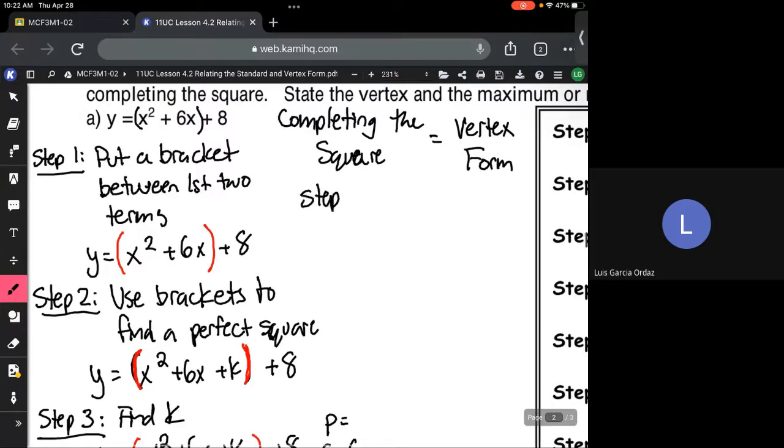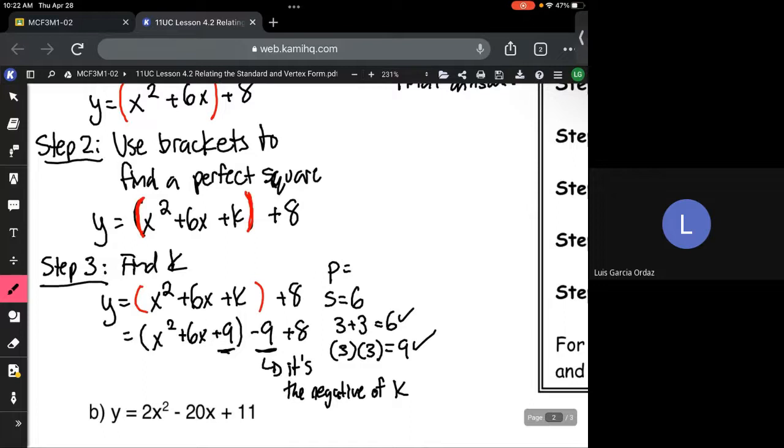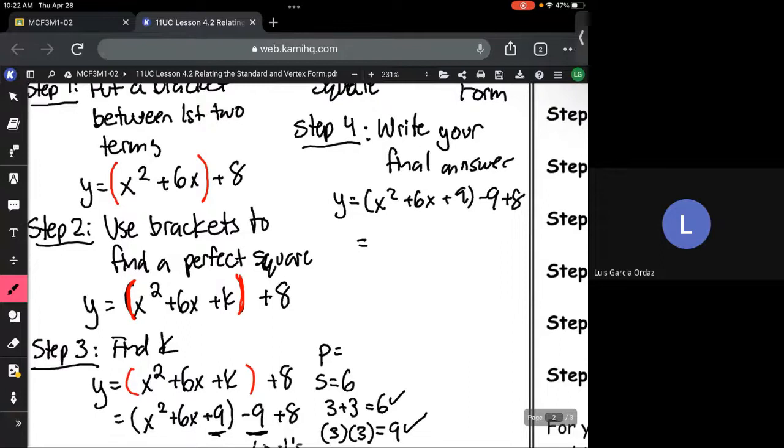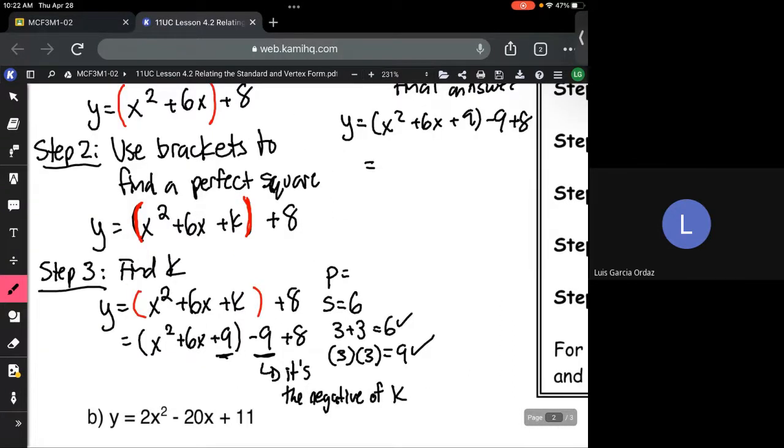Then step 4 is to write your final answer. So far we have y is equal to x squared plus 6x plus 9 minus 9 plus 8. Just write your final answer. So x squared plus 6x plus 9, how do I write that as a factored trinomial? What were the numbers that we used? 3. So it should be x plus 3 squared.